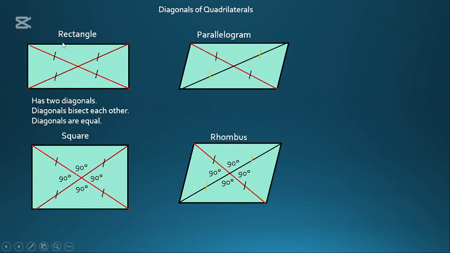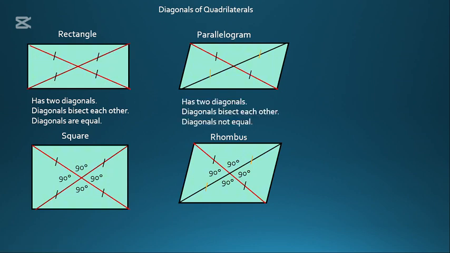Right, so the rectangle has two diagonals. Diagonals bisect each other. You know, bisect means half, divide them into halves. Right, and the diagonals are equal. That's why I have the same color here. They are equal.